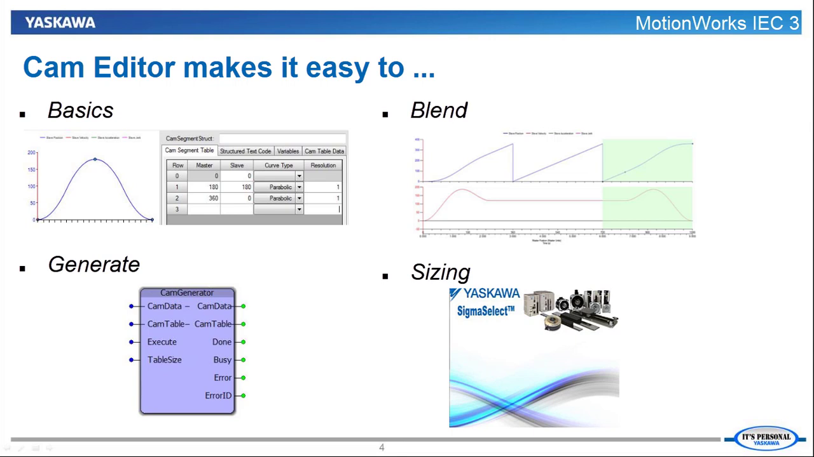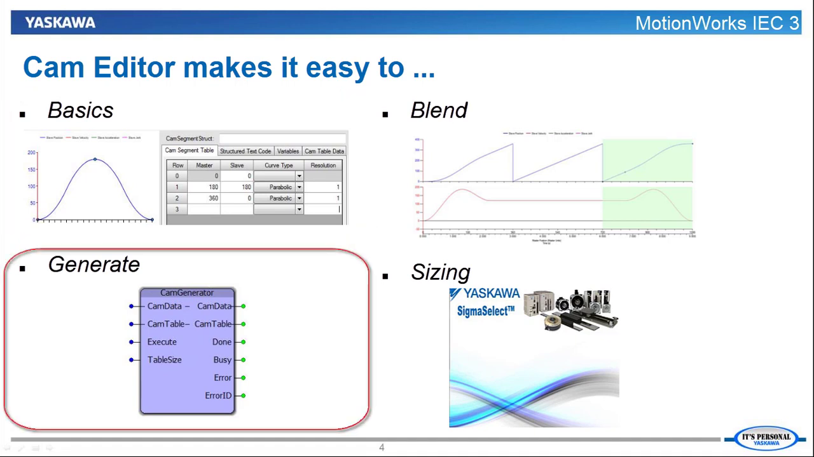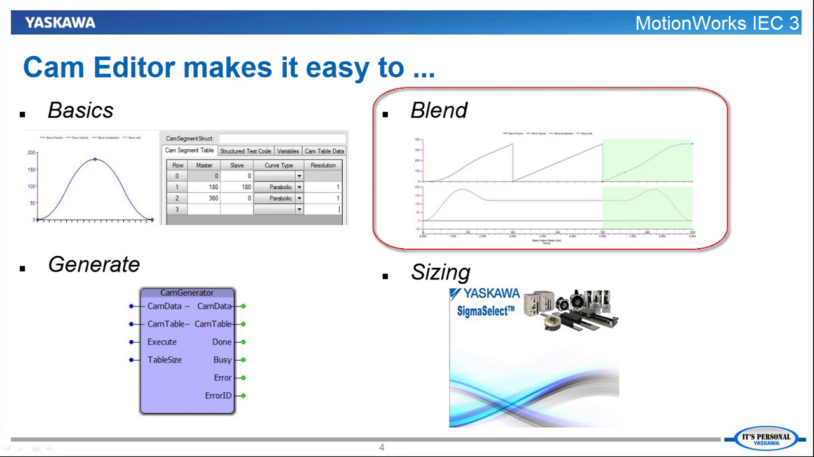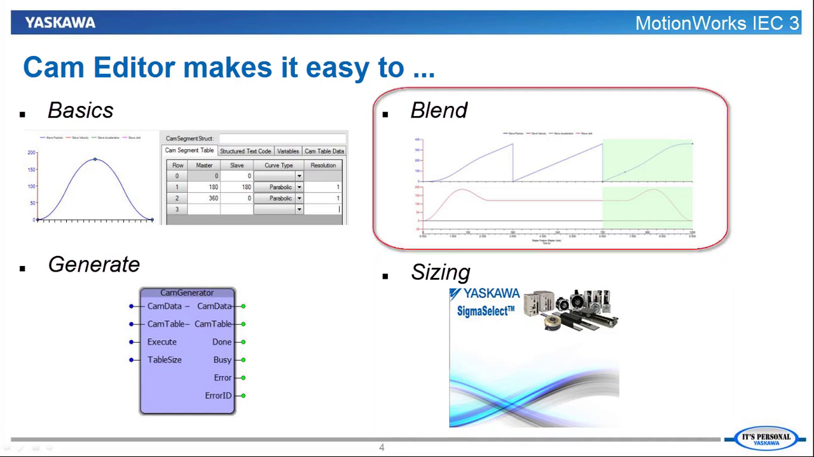Cam editor is a feature of MotionWorks IEC 3 which simplifies the implementation of electronic camming in the controller. Cam editor makes it easy to create CSV cam tables, generate dynamically changing cam profiles, create cam blend profiles, and export motion profiles to Sigma Select. In this video, we are going to look at the cam editor features that support cam blend.